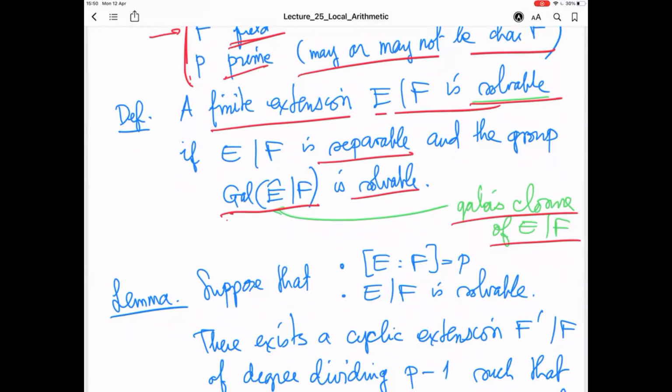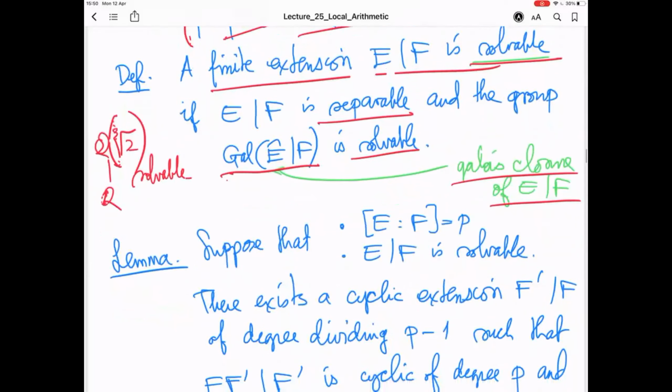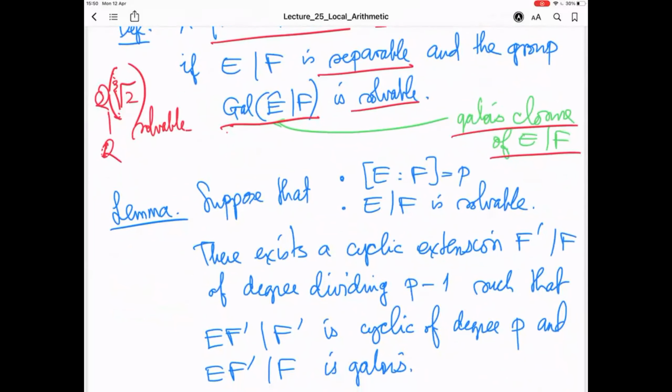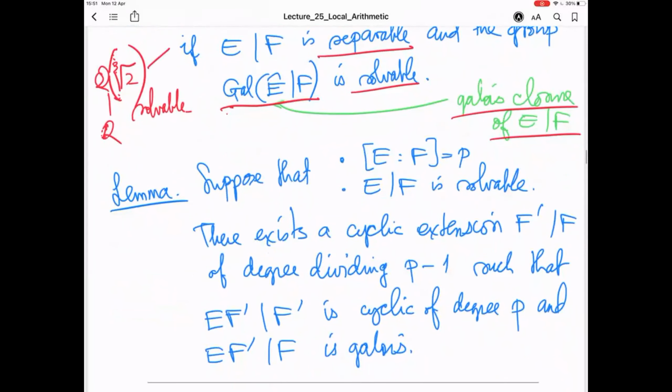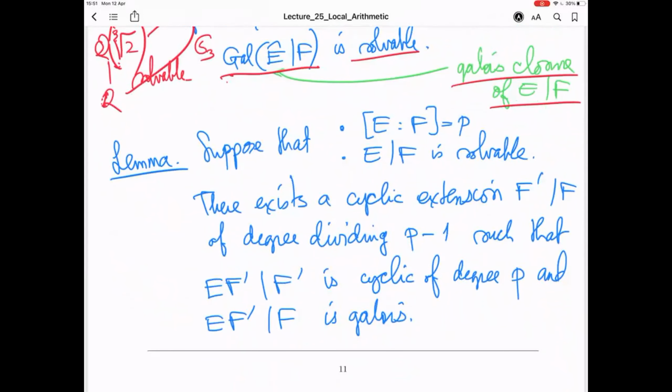I just gave a trivial example: I take Q to which I join the cube root of 2. Then this is a solvable extension, right? It's not even Galois, but it's solvable according to this definition. When I take the Galois closure, the group is going to be S3, and that's a solvable group, so this extension is solvable.